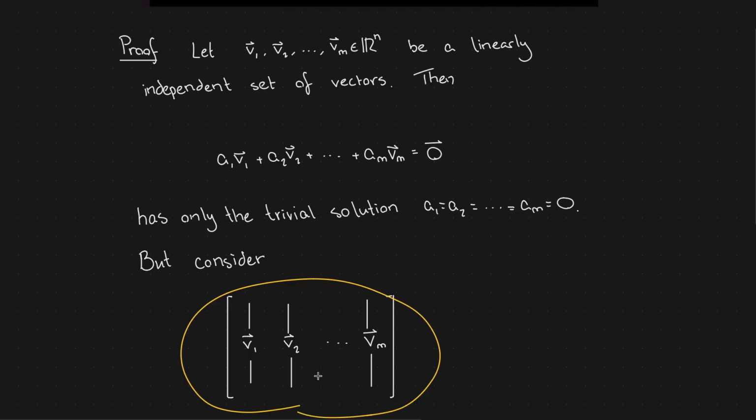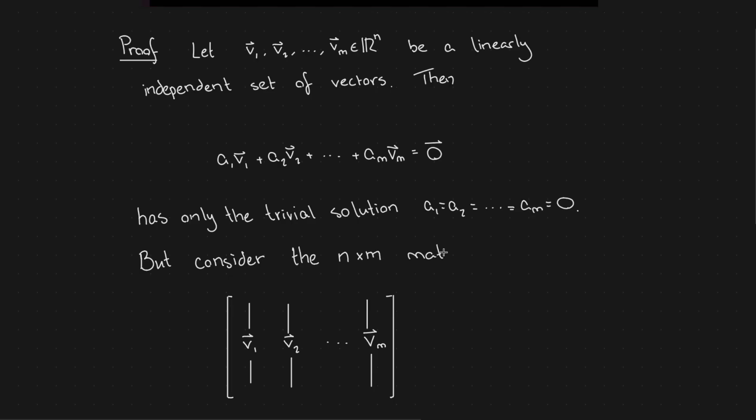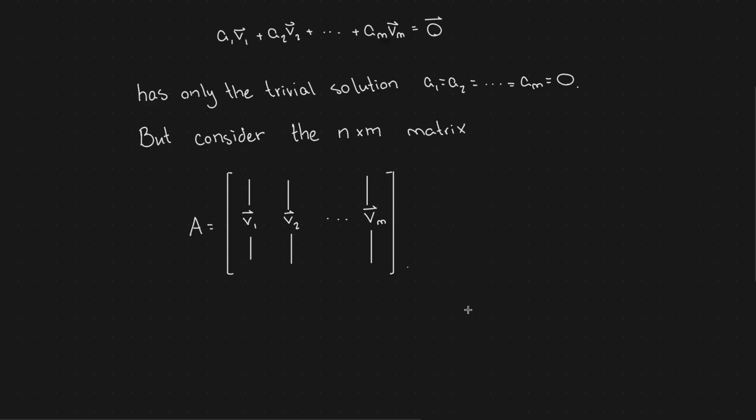Notice the size of this matrix. We clearly have m columns, because we have m vectors. But how many rows do we have? Well, v1, v2, all the way to vm are in Rn. They're n-dimensional vectors. So this is a matrix with n rows and m columns. Let's consider this n by m matrix, and let's call it A. What would be the rank of A?